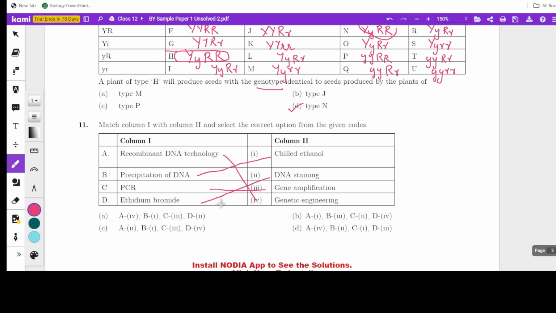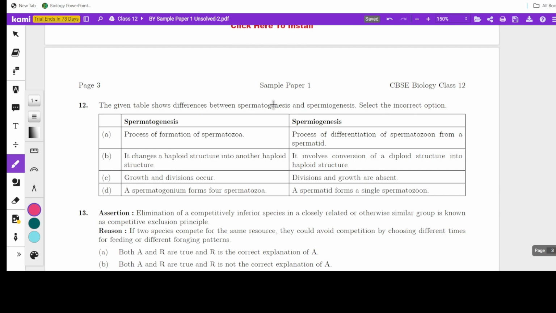So which option stands for this match? A4, B1, C3 and D2. Yes, option A. The given table shows differences between spermatogenesis and spermiogenesis. Select the incorrect option. So spermatogenesis is the entire process, right? And the differentiation of spermatid to a spermatozoa, we call it spermiogenesis, the last process. You remember which chapter it is? Yes, human reproduction.